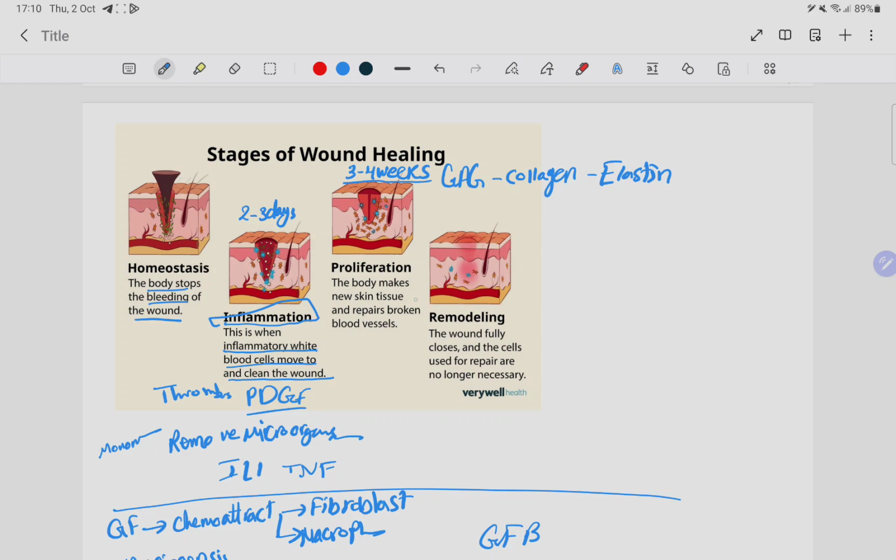Okay, let's talk about number 3, which is remodeling. This phase begins from 2 weeks to 4 weeks after injury. The proliferative phase subsides, and during the remodeling phase, there is no net increase in collagen, and the extensive capillary network produced in the proliferative phase begins to involute.